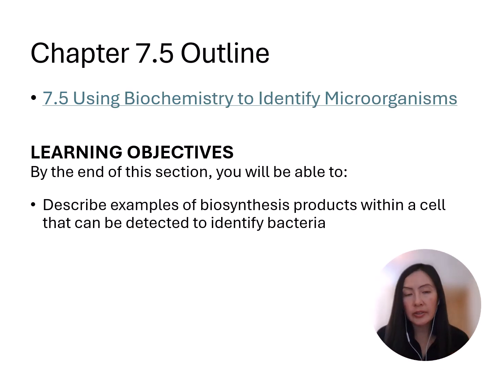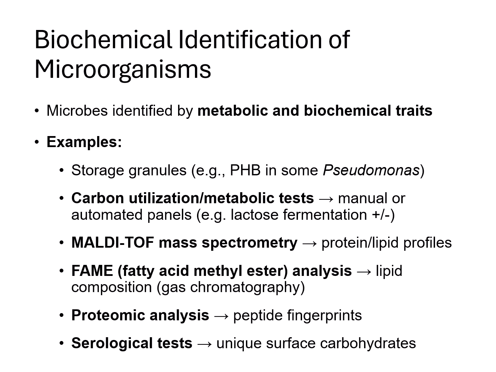In this last section of Chapter 7, we're going to use biochemistry to identify microorganisms. So by the end of this section, we should be able to describe examples of biosynthesis products inside cells that can be used to identify bacteria. Biochemical identification of microbes tells us that in the lab, microbes can be identified based on their unique biochemistry. Analyzing the nutritional and metabolic abilities of the bacteria is really a common approach to determine the genus and species of the bacterium you have.